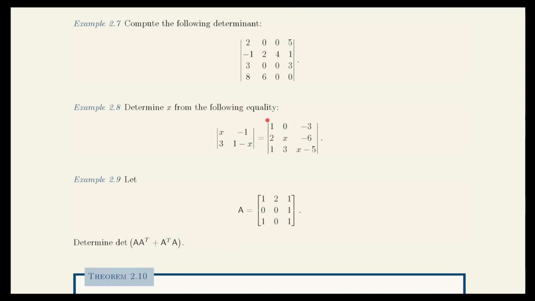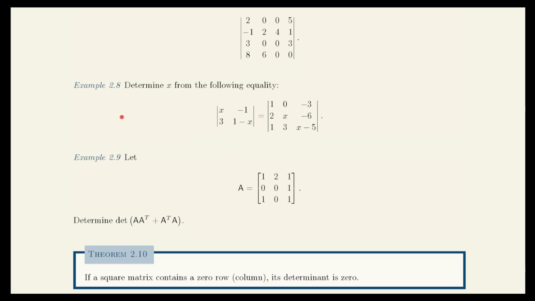Okay. So I want to wait for you. Determine x from the following equality. So that is a determinant equation if you want. I have an unknown, I am looking for it. By the way, you can calculate both of them. I want to wait for you to solve example 2.8 and 2.9 for me, okay?